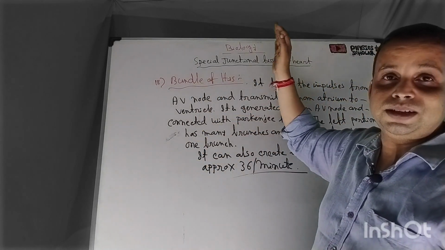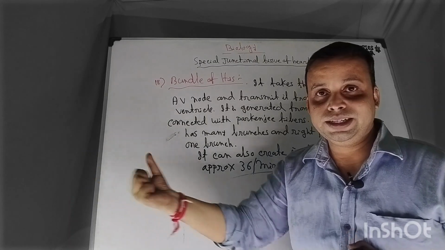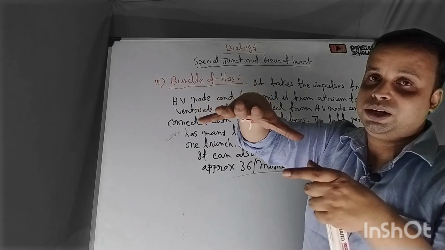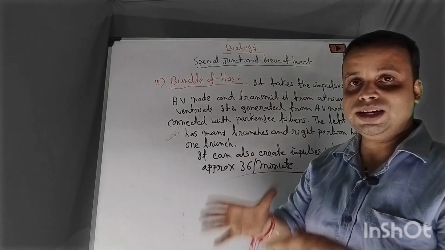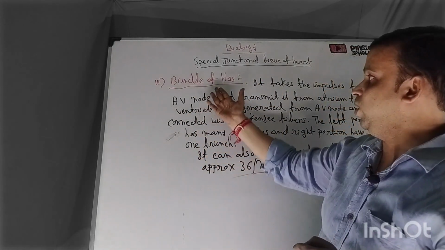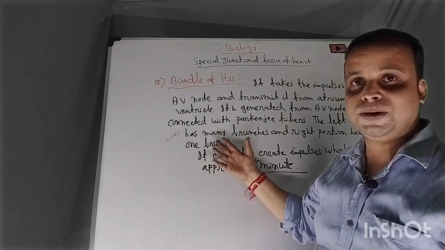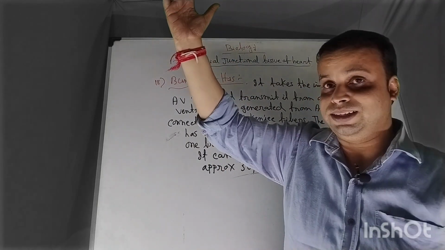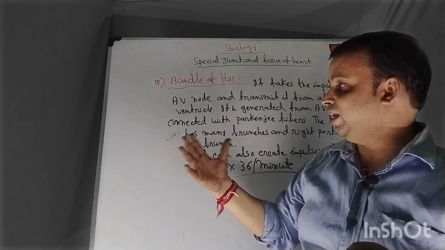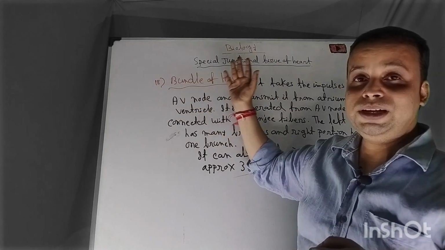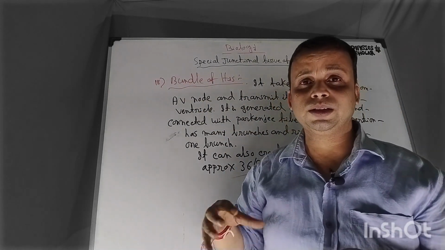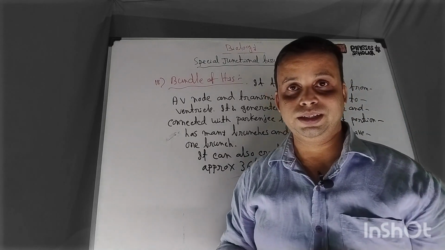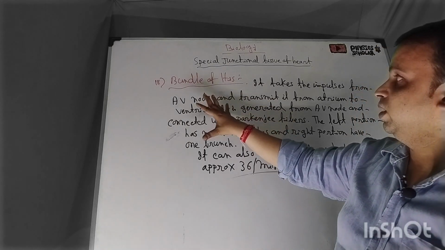So that is the bundle of His. The bundle of His will take the impulses from the AV node, and those impulses will be sent from the atrium to the ventricle, clear? So the total heart muscles can get the impulses. It acts as a carrier of the impulses and is connected with the Purkinje fiber. If both the SA node and AV node fail, that means they are not working properly, then the bundle of His can also create impulses, but only approximately 36 times per minute. So students, hope you have understood the bundle of His.